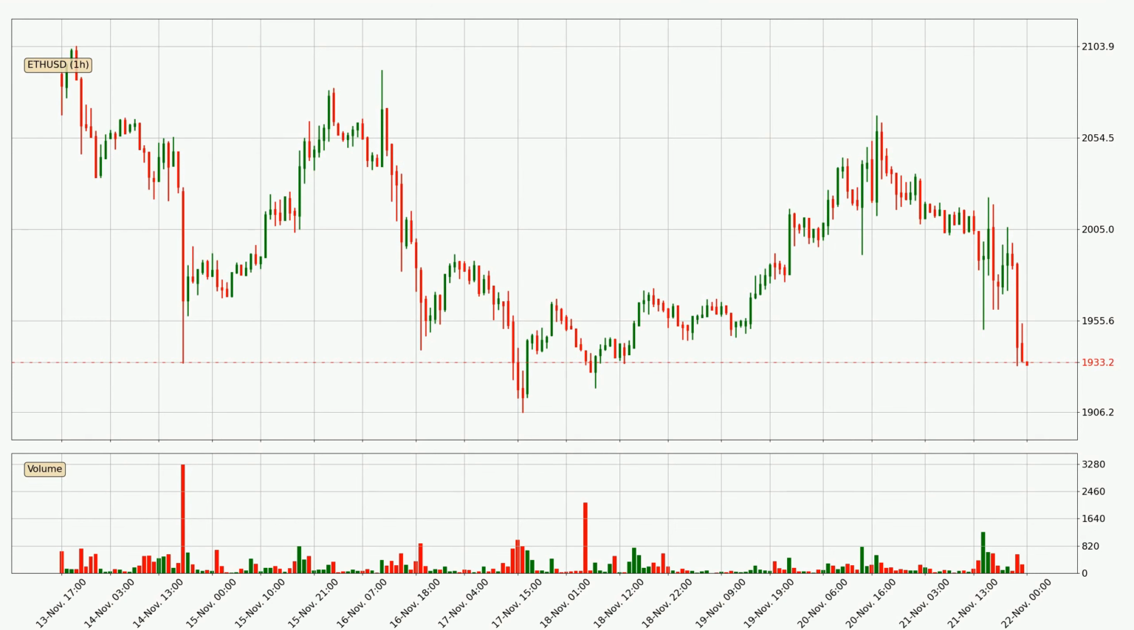Looking at the Ethereum hourly time frame, the price moved quickly to the downside with around 4.3% in the last 24 hours, with a current price of 19.33. However, the volume wasn't especially high, so this move wasn't very strong.